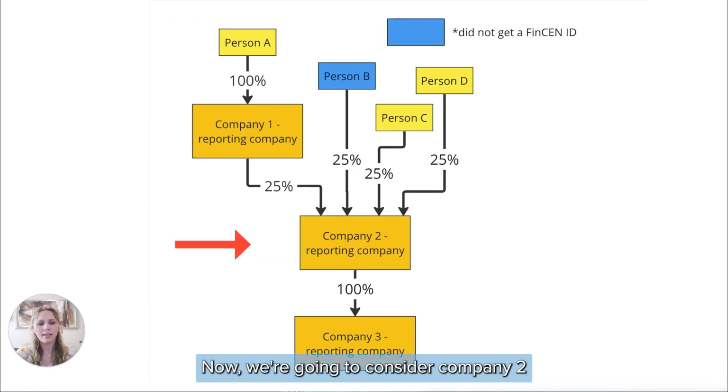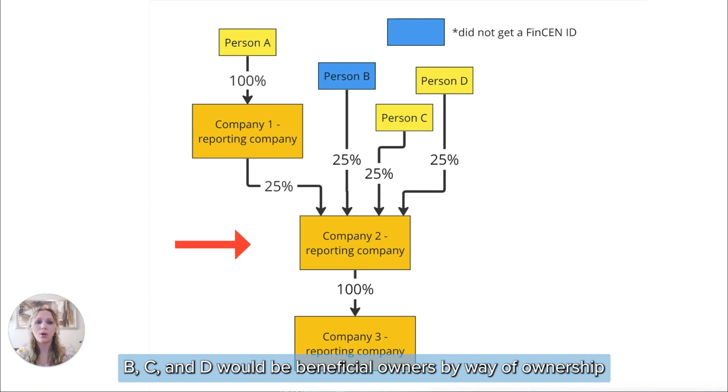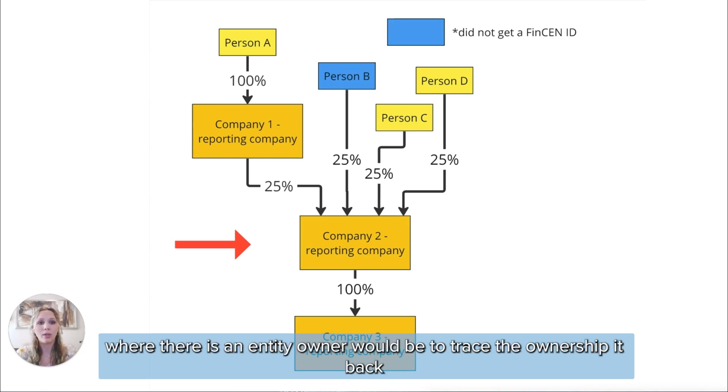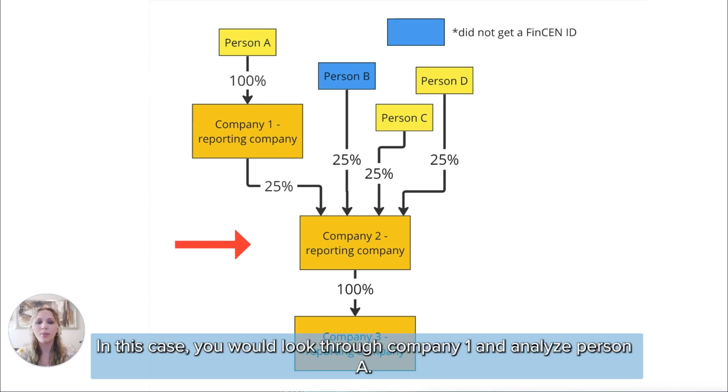Now, we're going to consider Company 2 in the flowchart. It would need to file a report, and Person A, B, C, and D would be beneficial owners by way of ownership interest. The way to determine Company 2's beneficial owners in this scenario, where there is an entity owner, would be to trace the ownership back to the individuals. Essentially, you're going to look through the entity. In this case, you would look through Company 1 and analyze Person A.